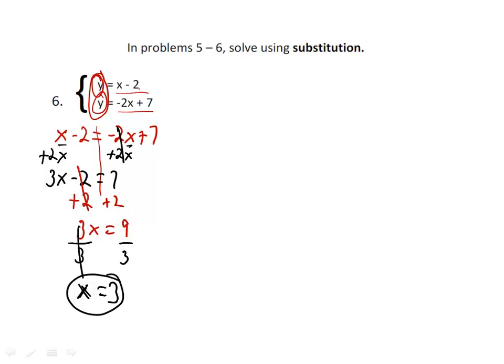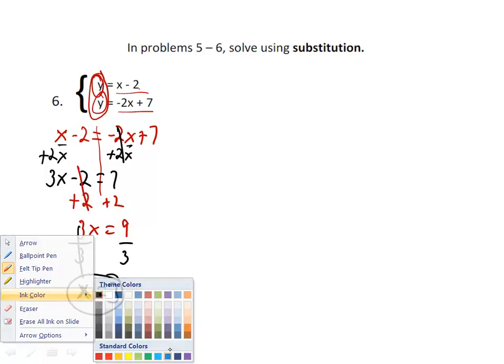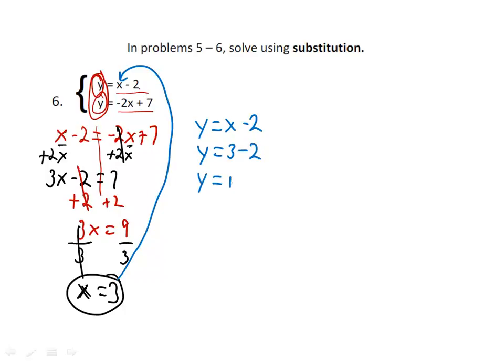All right. Now I'm going to take one of the two equations, and I'm going to take the top one and substitute x in place of it. So I have y equals x minus 2, and I'm doing this so I could find what y equals. Very simple math here. 3 minus 2 is 1. Looks like y equals 1.